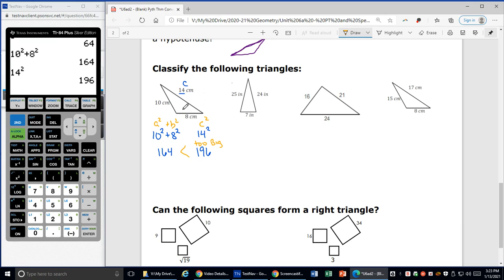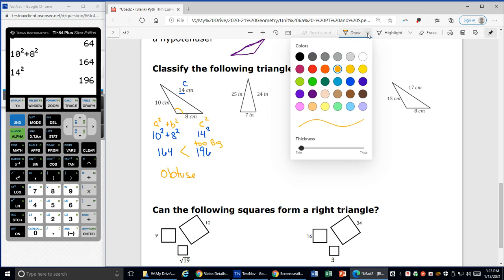So that means this triangle is definitely obtuse, because this angle is open too wide to be 90 degrees, because this side is too long. So this angle is open too wide. Okay, let's look at the next one.